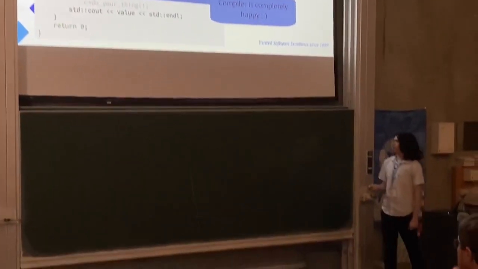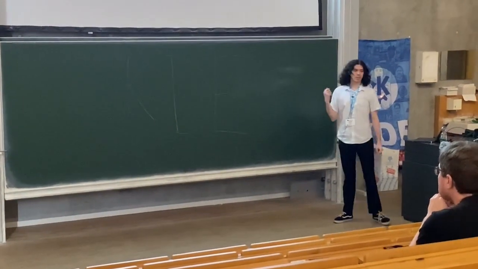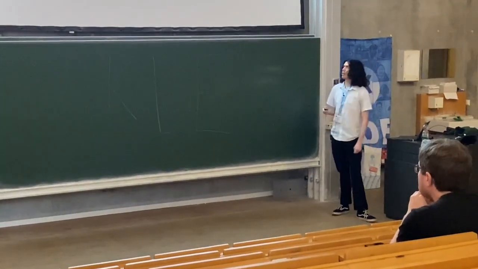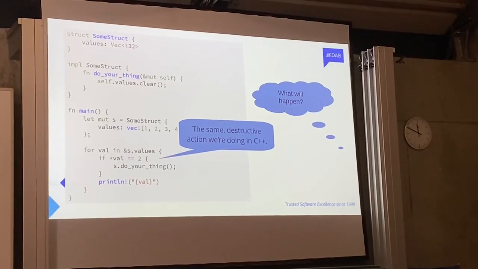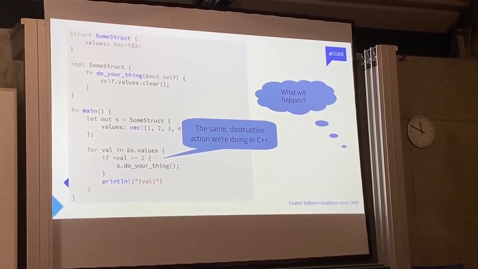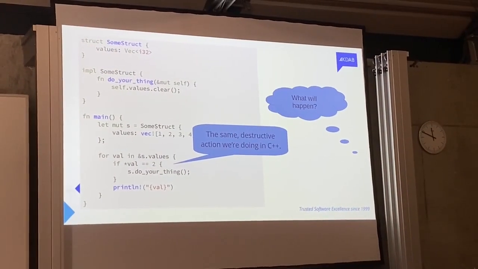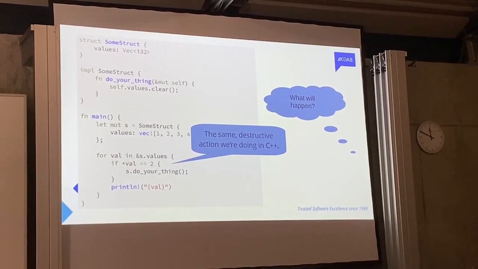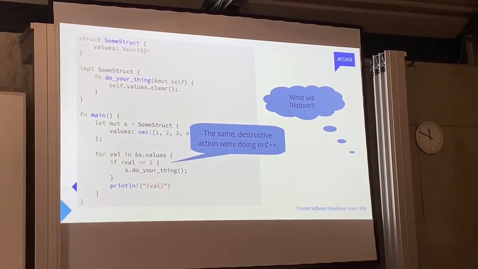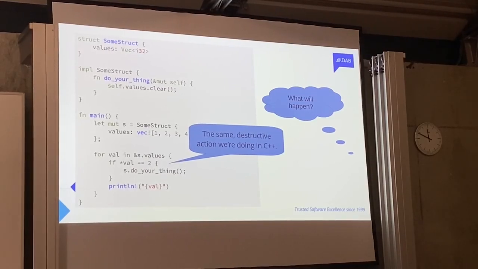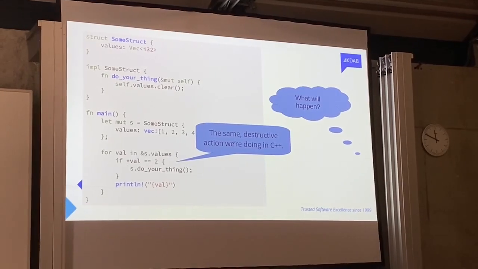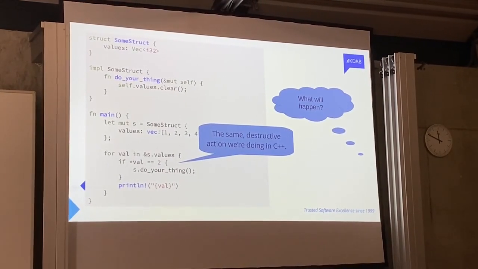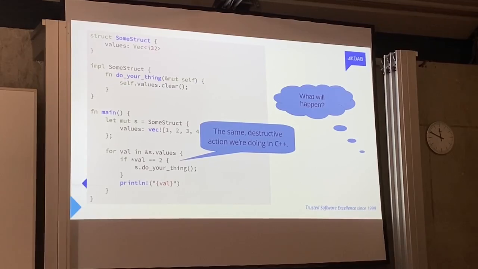What I'm going to go into is what this looks like in Rust. If we try to rewrite the same thing in Rust, what does it look like? Here's the Rust version. You can see we define the struct in Rust. We say it's a list of values. We also clear the values in this do thing function. We set the values to 1, 2, 3, 4, 5. You can't see the 5 because it's behind the bubble. Then we loop through the values, and we do the same thing here. When the value equals 2, we say do your thing. But can anybody tell me what happens here?